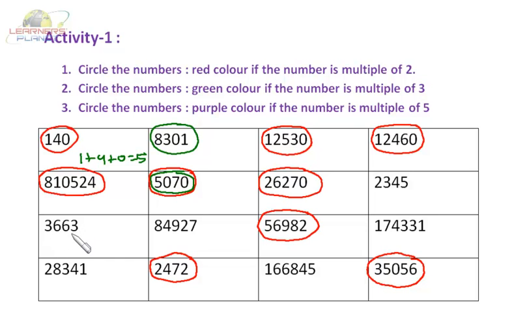3663. Let's add up all the digits. 3 plus 6, 9. 9 plus 6, 15. 15 plus 3, 18. Now, 18 is a multiple of 3. That means this complete number will be a multiple of 3. So, let's circle it.